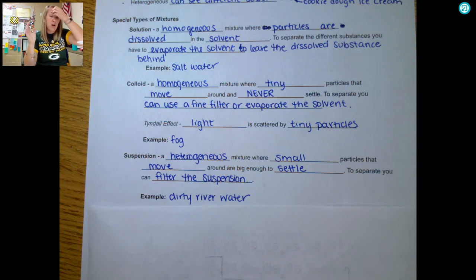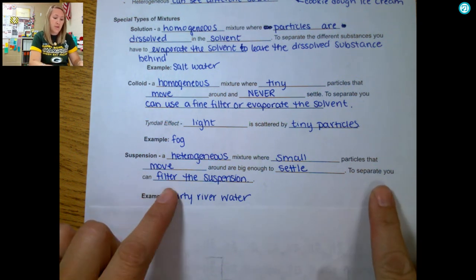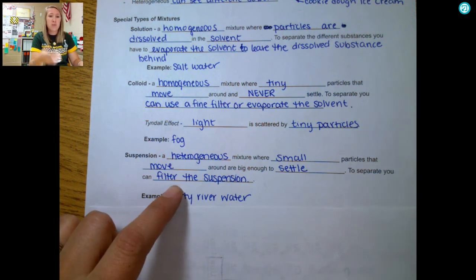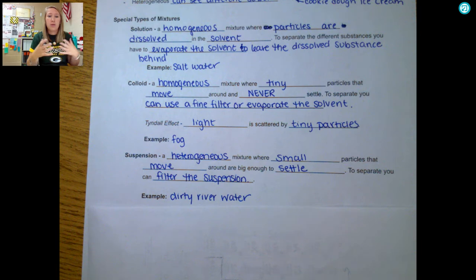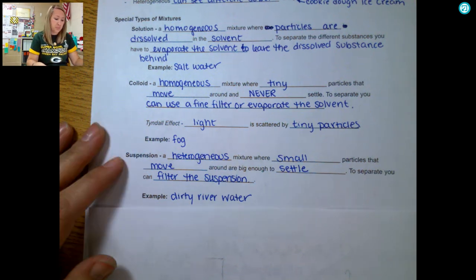And when I mix it up, they all move around and mix together. But eventually, if I let it settle, my dirt's going to settle to the bottom. So to separate that, we can filter out our suspension. We can pour our suspension through a filter, whether that's a thick filter or a really fine filter, and it'll catch my small particles, and then my solvent will come all the way through.